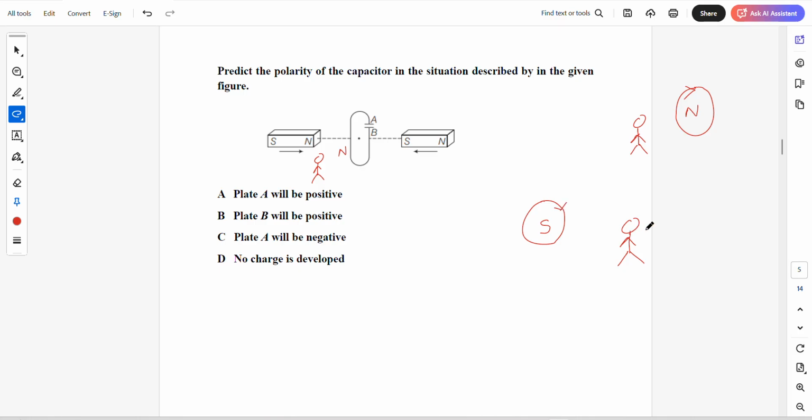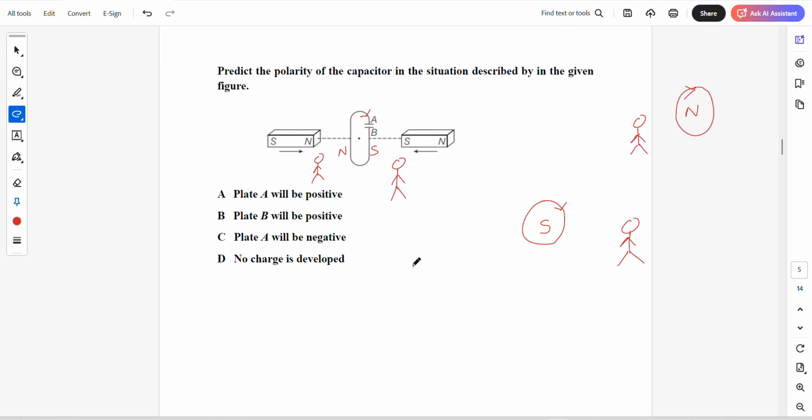If I observe from here, this will be clockwise. Hope you have understood this one. Now in both the cases, I am observing here. For me, anti-clockwise direction is like this. From here, if I observe, this will be the south pole. If I am observing from here, in both the cases, the current is flowing in the same direction.